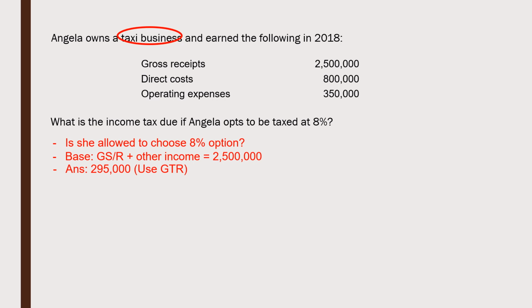The correct answer will be 295,000 using the graduated tax rates. So that will be gross receipts of 2.5 million plus 800,000 plus 350,000, and the income will be subjected to the graduated tax rate to arrive at an answer of 295,000.